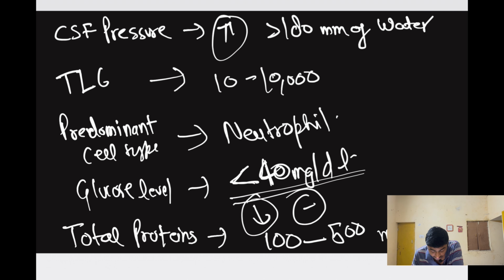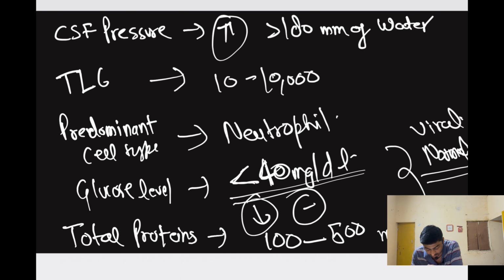And we have also seen that if we compare the acute bacterial meningitis to viral meningitis, the glucose and the protein level is normal in case of viral meningitis. But in acute bacterial meningitis, the glucose level is less than 40 and the glucose can also be absent. And the protein level is between 100 to 500 milligram per deciliter.